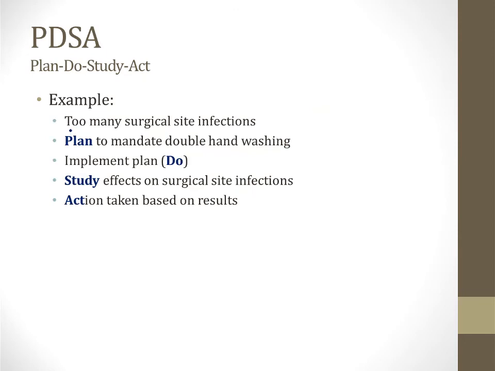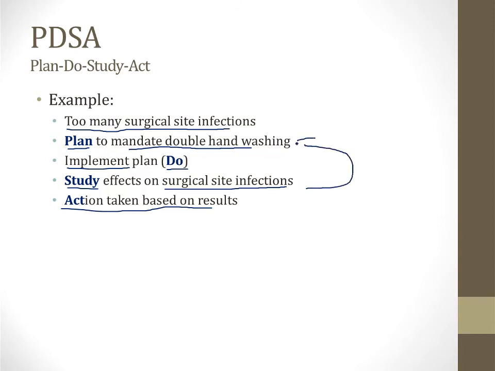So, for example, suppose your hospital had too many surgical site infections. You could plan to mandate double hand washing to try and limit the site infections. You would then implement the plan, that's the do. You would then study the effects on surgical site infections and see if your plan worked. And then you would take action based on the results. If the plan was working, you could continue to do it. If the plan was not working, you would try to figure out why and you would plan to do things differently in the next cycle.